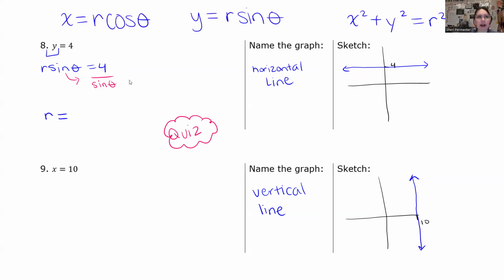However, I just made a fraction, and the quiz directions say don't leave a fraction. So this is the same thing as 4 times 1 over sine. You don't have to write this. You can just follow along. What is 1 over sine? It's a reciprocal identity. What is it?